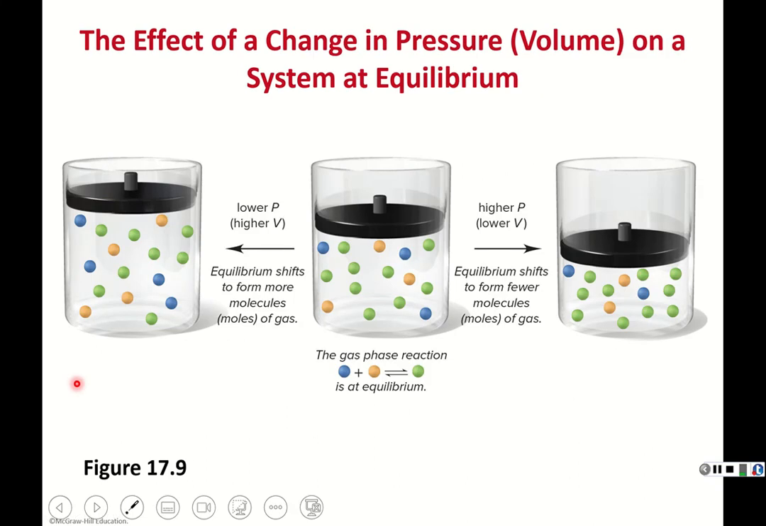All right, so if we look at this, in the center here is our system at equilibrium. Blue plus orange goes to green. That's our reaction, in equilibrium here. If you increase the pressure or lower the volume, the equilibrium is going to shift to the side that favors fewer molecules of gas. So whichever side of the equation has fewer molecules of gas will be favored at a higher pressure or lower volume.